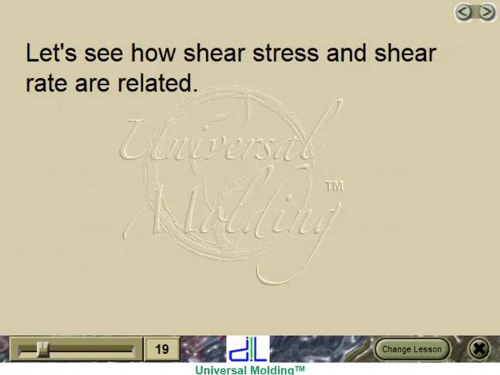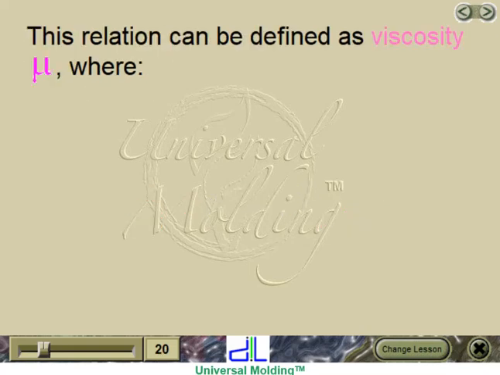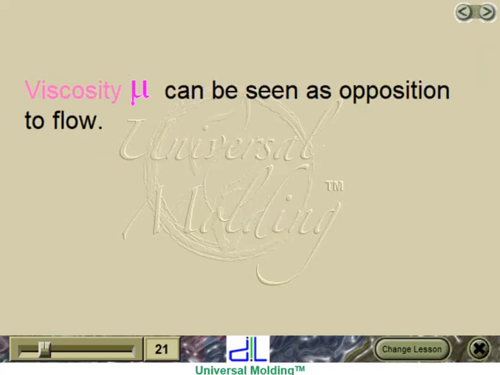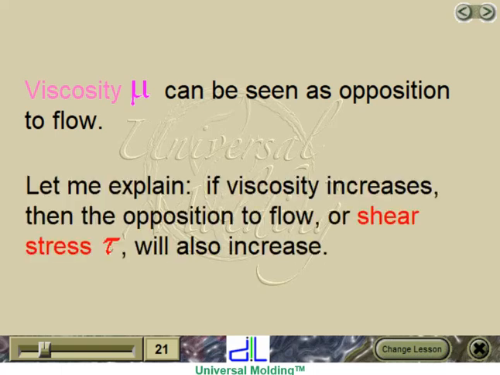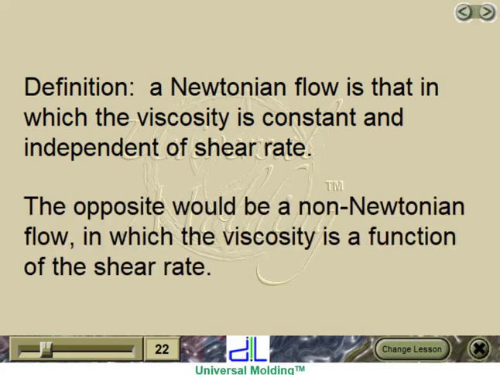Let's see how shear stress and shear rate are related. Shear stress is proportionally equal to shear rate. This relation can be defined as viscosity, where shear stress equals viscosity times shear rate. Viscosity can be seen as opposition to flow. Let me explain. If viscosity increases, then the opposition to flow, or shear stress, will also increase. Definition: a Newtonian flow is that in which the viscosity is constant and independent of shear rate. The opposite would be a non-Newtonian flow, in which the viscosity is a function of the shear rate.